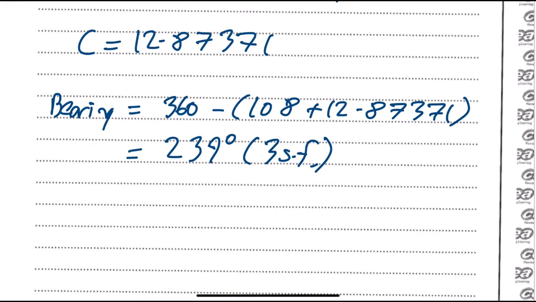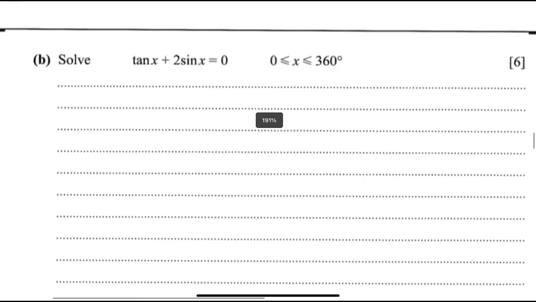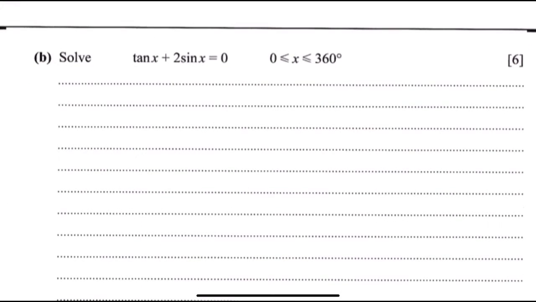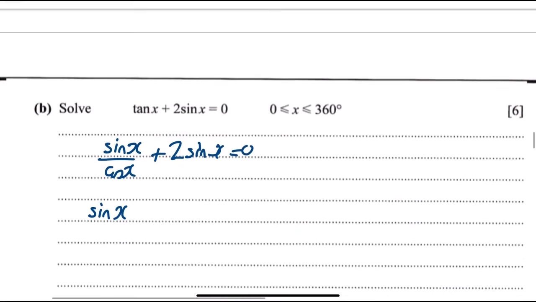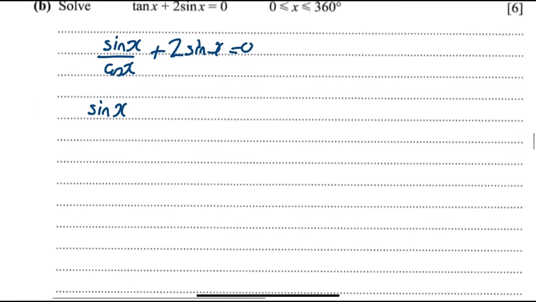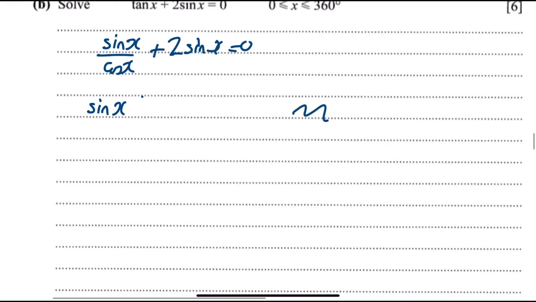Still in the angles question, still a trig question. Part B of it, we're solving this question. First of all, we've got sines and tans involved here. I'm going to write my tan as sine x over cos x, plus 2 sine x is equal to 0. Then I'm going to factorize out a sine, and that leaves me a bit of a mess, but that leaves me 1 over cos x plus 2 is equal to 0.